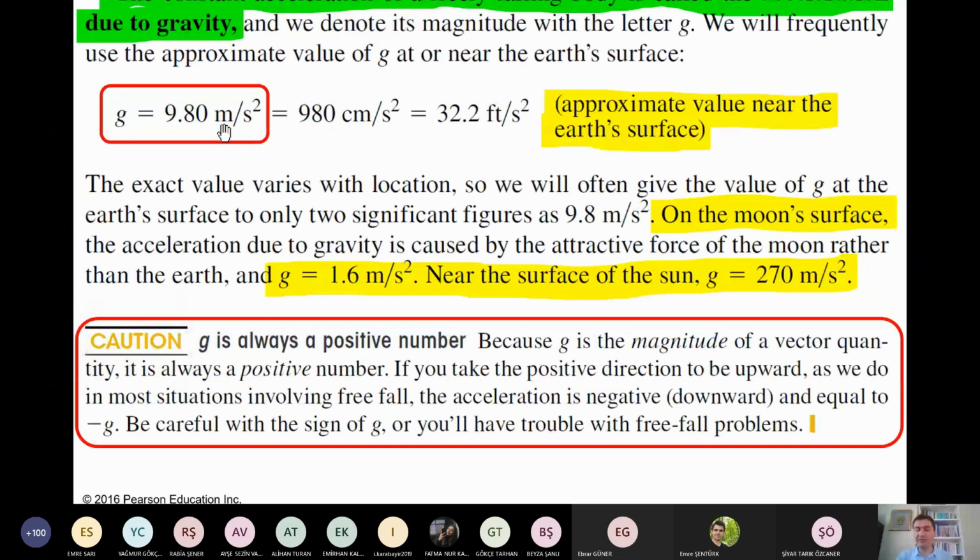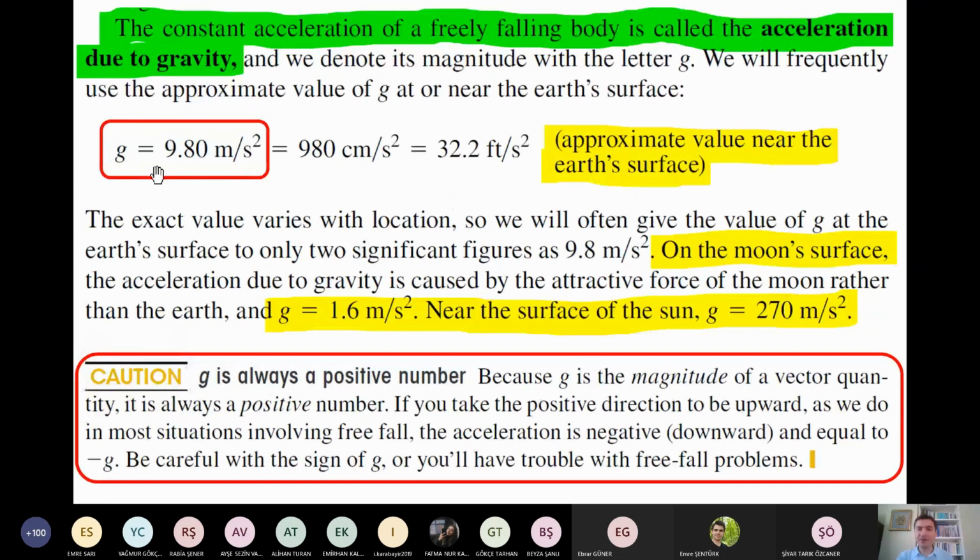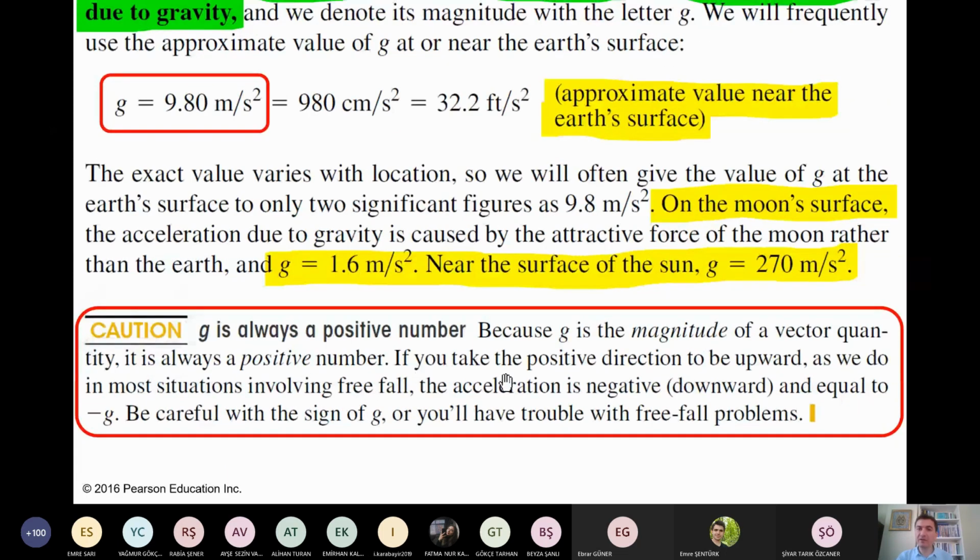But in vectors, we have direction, positive direction, negative direction. So since this is also acceleration and this is also a vector, it will also have negative and positive signs. If you take the positive direction to be upward, as we do in most situations involving free fall, the acceleration is negative, downward.